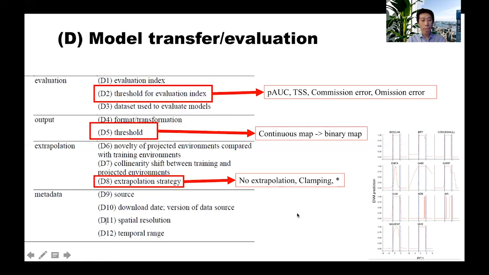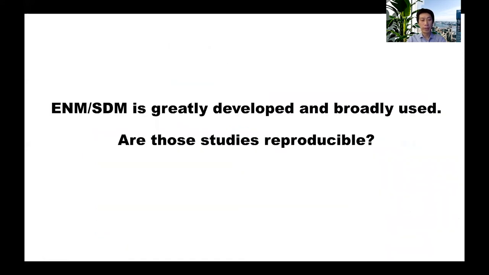And similarly, you want to report the source, the date, and the spatial and temporal aspects of the environmental data that you're going to project the model to. Okay, back to the question. Ecological niche modeling has been greatly developed and broadly used, but are those thousands of studies reproducible?